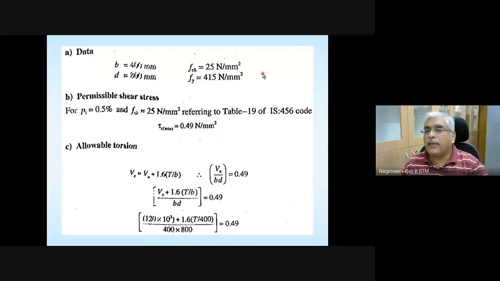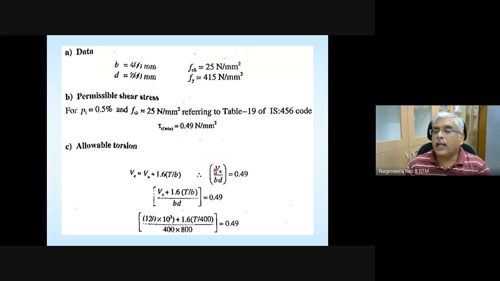So the data that is given: section details, grade of concrete, grade of steel, and based on the percentage of tensile steel and the grade of concrete, tau c max, this design shear strength, is noted. And allowable shear, allowable torsion. Here, please note that this is equivalent shear, which is given in IS 456.